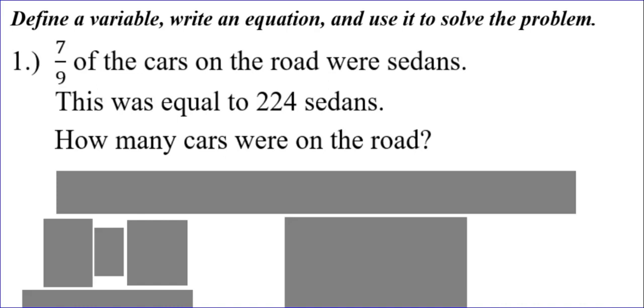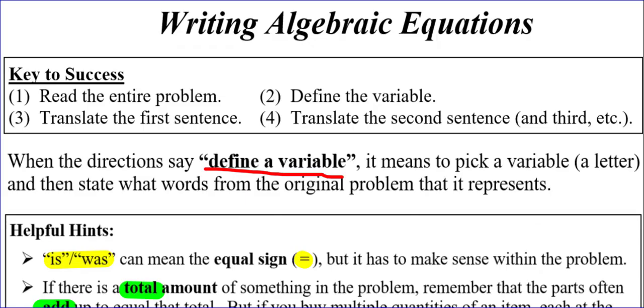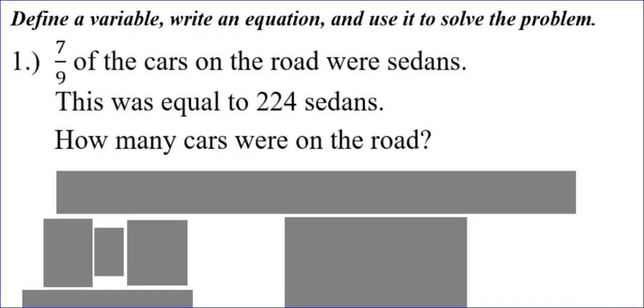And we're going to do that using the same skills that I've already taught you, and that is determining what's happening to the variable and doing the inverse of whatever is happening to the variable. Do the inverse operation of that on both sides. So first things first, let's read the entire problem, because that's what the key to success says we're going to do. We're going to read the entire problem, then we're going to define our variable, then we'll go back and translate piece by piece. So here we go.